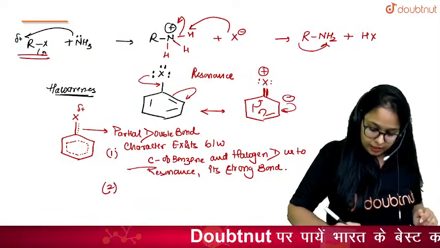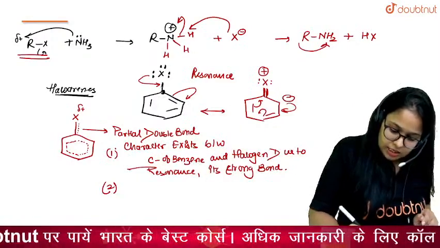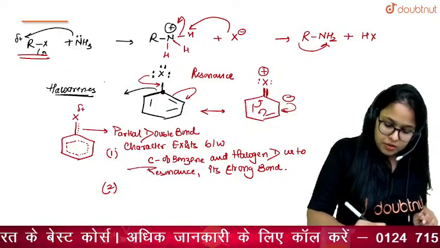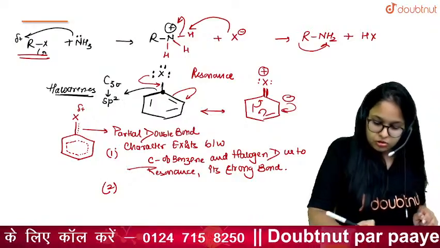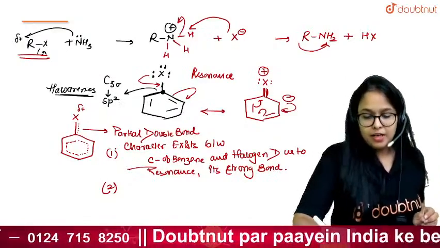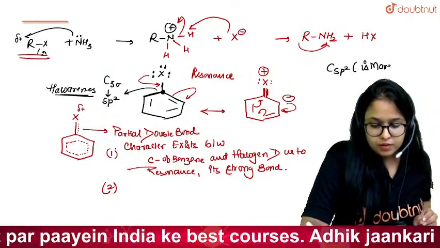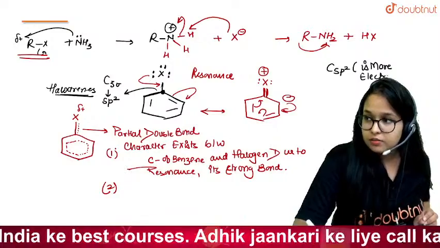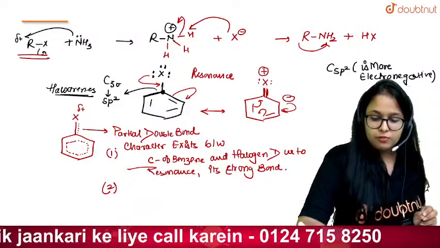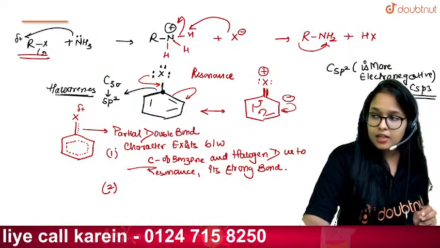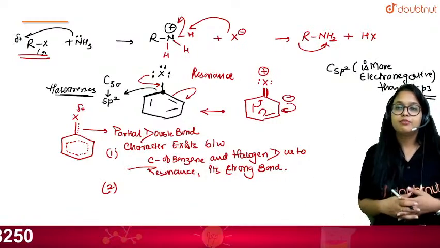Another reason is that the carbon of the benzene ring has 3 sigma bonds, and we have already discussed that whenever the carbon has 3 sigma bonds, it will show sp2 hybridization. An sp2 hybrid carbon atom is more electronegative than a carbon atom which is sp3, right? Than the carbon atom which is sp3.